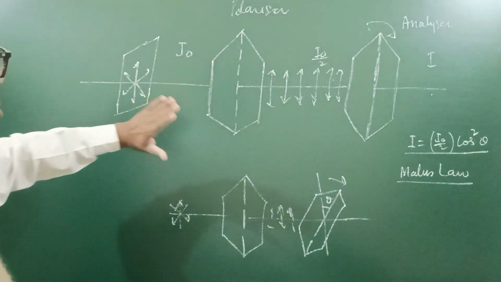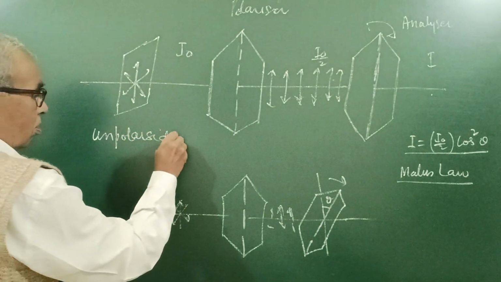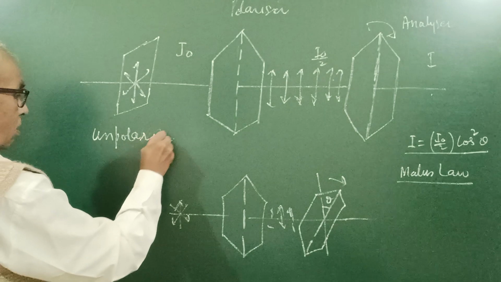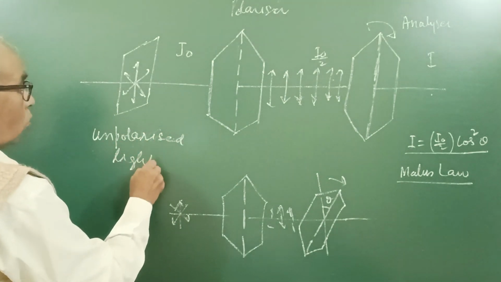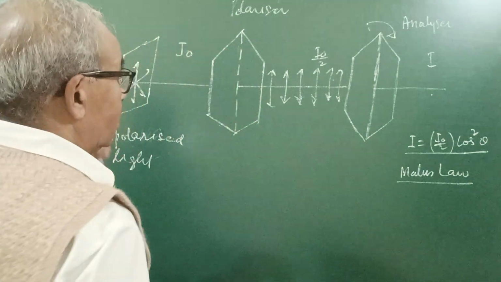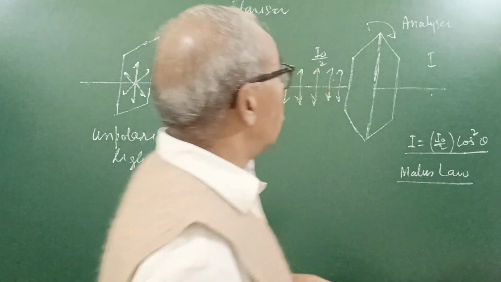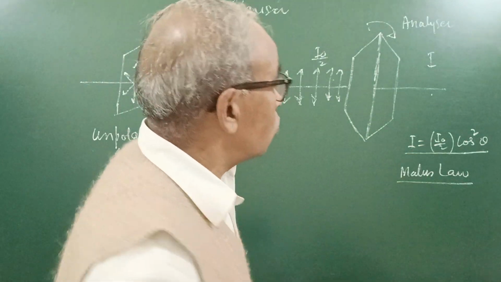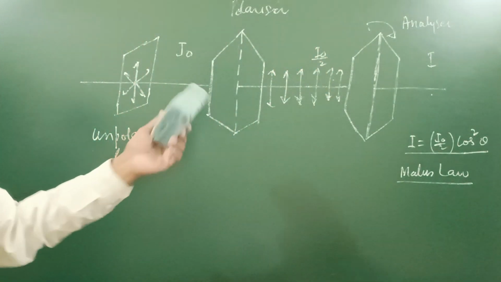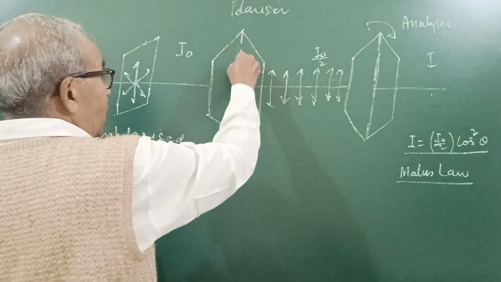The crystal on which unpolarized light falls is called the polarizer, and the one on which polarized light falls is called the analyzer. Whether you rotate this or that, if there is an angle theta, then the intensity coming out of the analyzer is given by I equal to I0 by 2 cos square theta. Here I told you it is I0, it will be exactly half. I can explain why it is exactly half. Now you might be thinking, what is happening here?